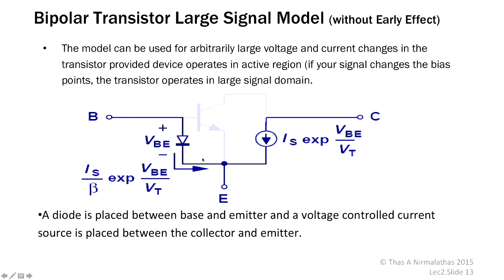In the large signal model, you can see we replaced the input with a diode. This is a representation for the large signal. We don't have to study large signal here because we will be using the transistor as an amplifier, and we use that amplifier configuration for making operational amplifiers. So we don't have to study large signal, but you should know what large signal is.